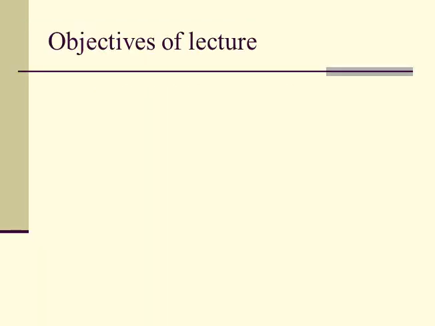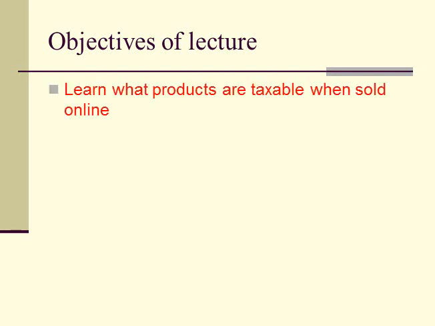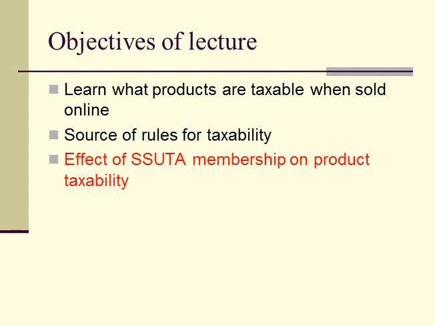The objectives of this lecture are to learn what products are subject to sales and use tax when they are sold using the Internet, learn the source of rules for identifying taxable products such as digital products, and understand the way in which a state's membership in the SSUTA can change the way products are taxed.